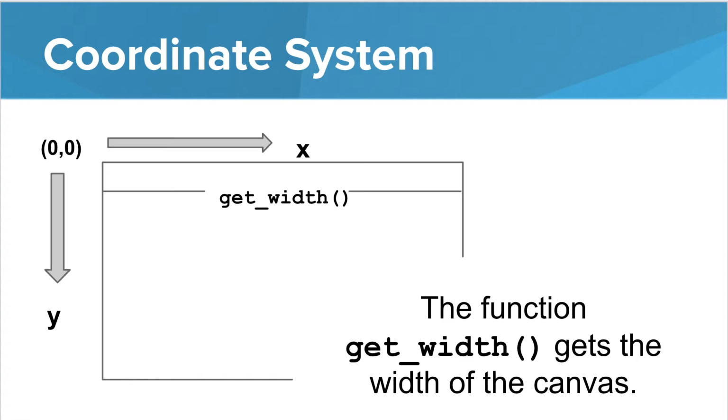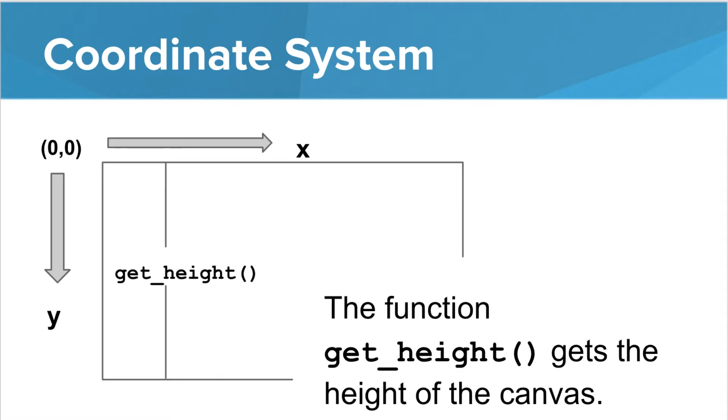There's a few other important properties you might want to know about the canvas. For example, to get the width, we can use a function called getWidth. GetWidth returns the width of our canvas. Similarly, we can use the function getHeight to get the height of our canvas.